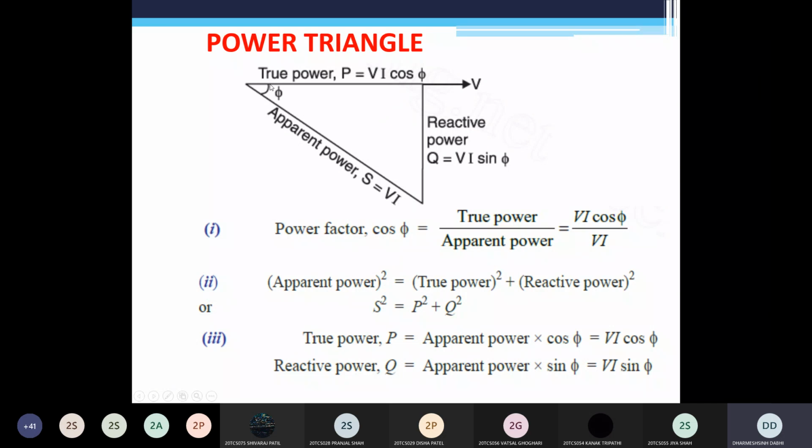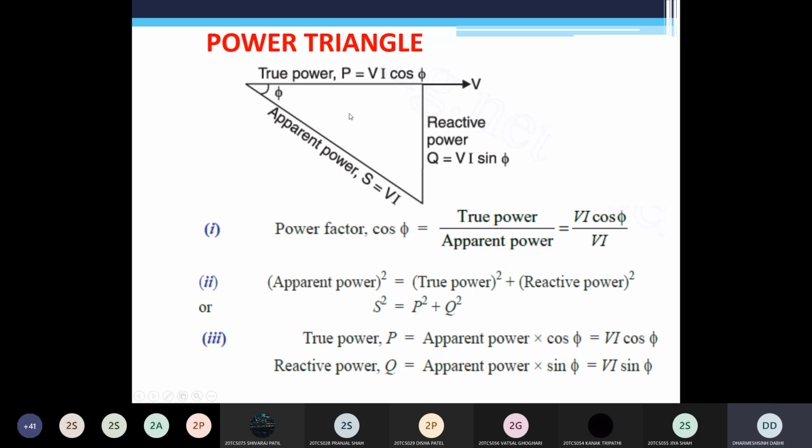Zero. And which power does the useful work in your circuit? Active or reactive power? True power. Active power, or true power. So if true power is high as compared to reactive power, then it is good for your circuit or not? Yes. Your apparent power is what? Summation of true power and reactive power. So when true power is high, it means your reactive power is low. If your true power is low, it means your reactive power is high.